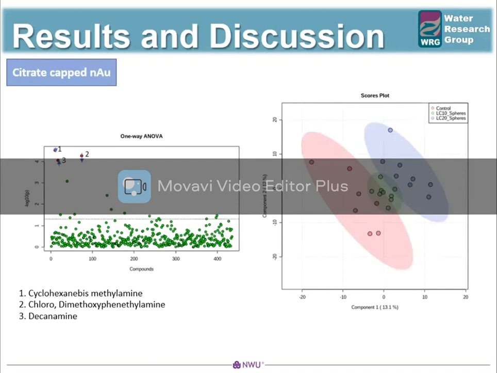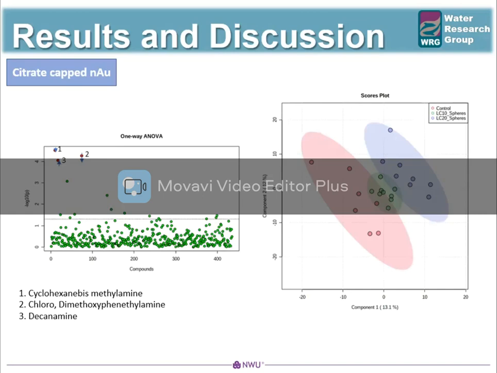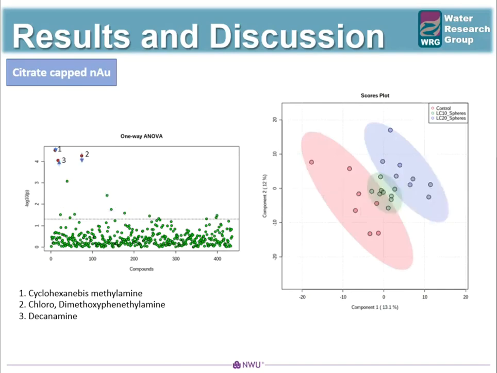During citrate capped, metabolite 3 showed a significant increase, whereas the rest of the metabolites showed a significant decrease when compared to the control. The PLSDA diagram showed separation of LC20 from the control.